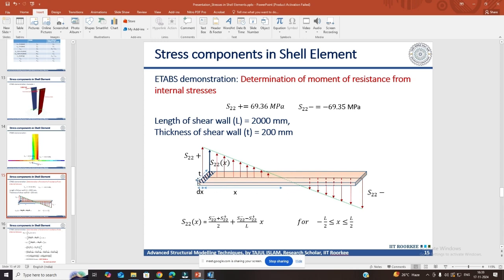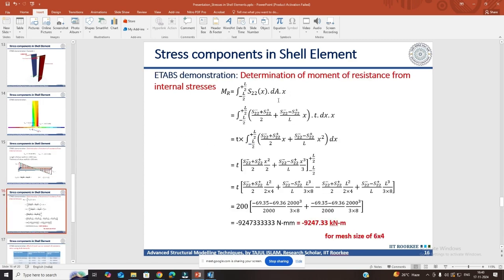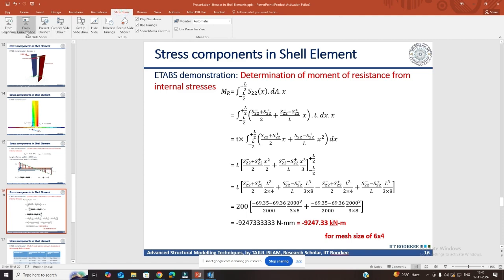Okay, so you have constant stress S22 multiplied by this cross sectional area, which is T into L. This is the cross sectional area, multiplied by the perpendicular distance up to the center point, because I am now determining the moment about the center point. In terms of functions, how can I write this? Let me open the slideshow.